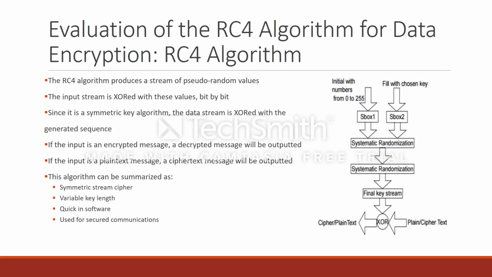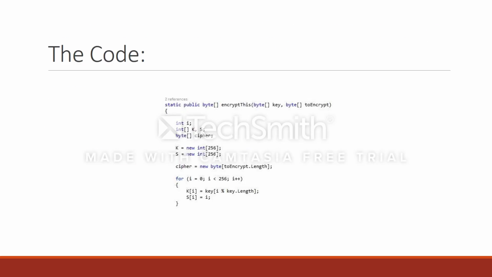Here we see a graphical representation of RC4. It should be noted that the key can be less than 256 bits. A benefit of using RC4, as we said earlier, is that encryption and decryption is the same algorithm. On this slide, we have our encryption class object with its arrays K and S being the key array and the switch array respectively.